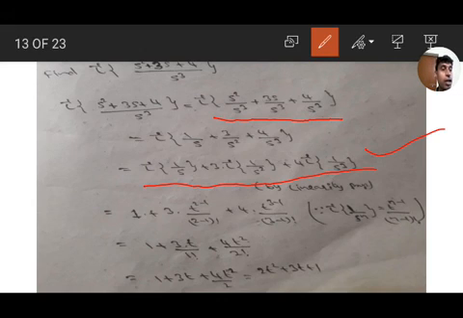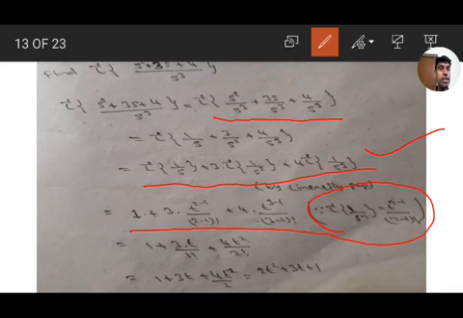In all three, based on one formula: L inverse of 1 by s to the power of n equals t to the power of n minus 1 by (n minus 1) factorial. So 1 by s inverse Laplace transform is 1, plus 3 into t to the power of 2 minus 1 by 2 minus 1 factorial. Here 1 by s cube means 4 into t to the power of 3 minus 1 by 3 minus 1 factorial. And on simplification, we get 2t square plus 3t plus 1 as the answer.